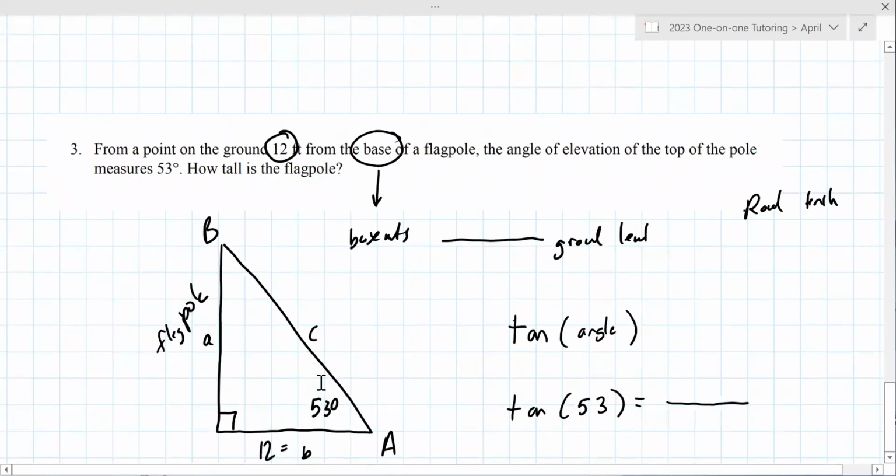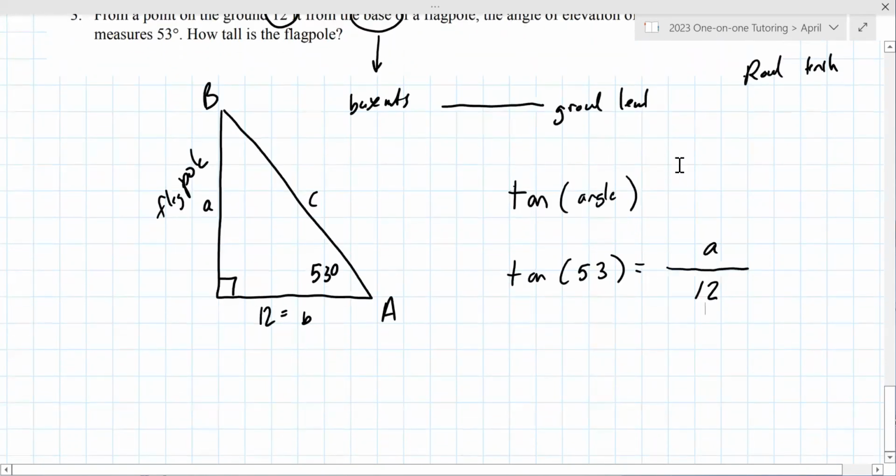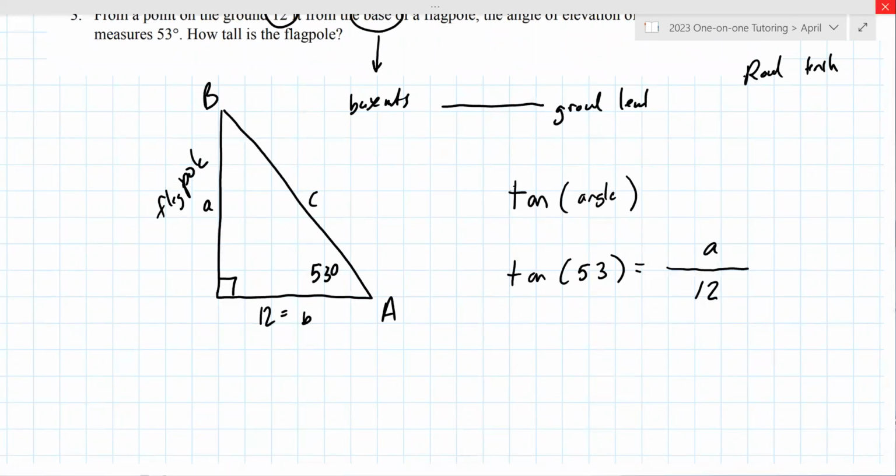Relative to this angle, imagine you're right here. What's opposite to you in terms of a side? A. What's adjacent? 12. Okay, go ahead and solve this, please. Tangent 53 equals A over 12, so A over 12 has to equal tangent 53.